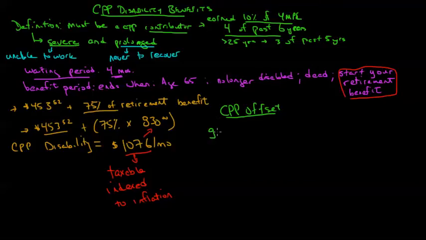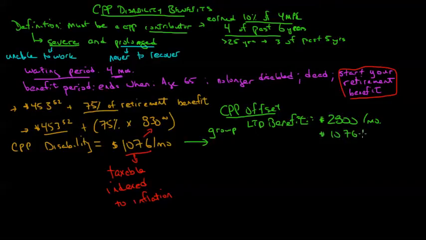So let's say we have somebody who does qualify for a group long-term disability benefit of, how about $2,800 a month? So after their insurer realizes that their disability is going to be fairly serious, they'll actually compel them to apply. There'll be a contractual provision here if there is a CPP offset that says you have to apply for these benefits. And now this person, let's say, does qualify for that $1,076 a month from Canada Pension Plan.